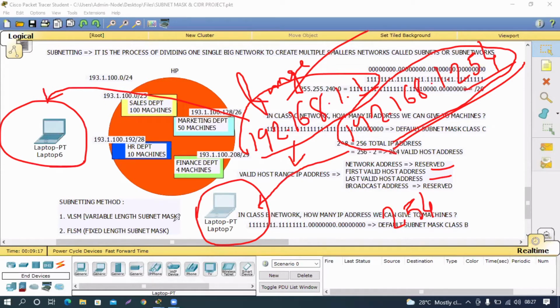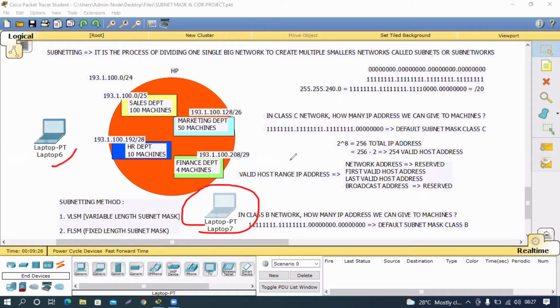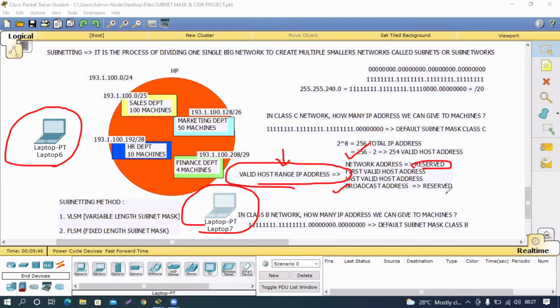So always your machines are getting their IP addresses from the valid host range addresses. For example, if it is your PC or your laptop, to which you are giving an IP address, always this address is coming from this valid host range. You cannot give a network address or a broadcast address to your machine, because these are reserved. Always the range of addresses physically assigned to your PCs comes from the valid host range.